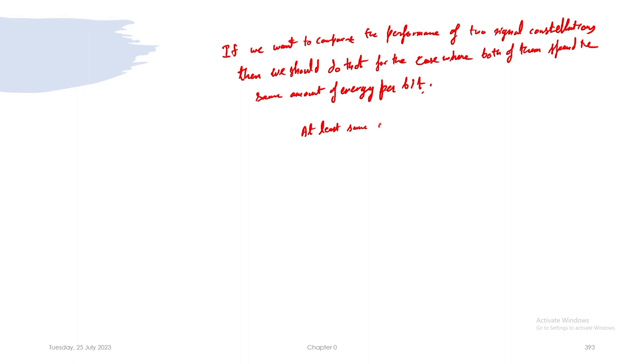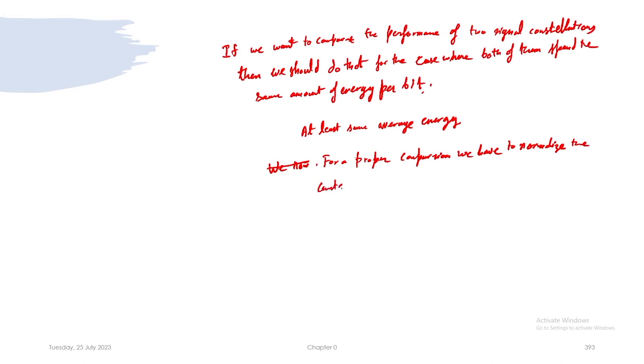So, naturally, or at least the same average energy, at least same energy per symbol, if not same energy per bit. So now the question is, for a proper comparison, we have to normalize the constellations with respect to their average energy. Fine. For getting a proper apples to apples comparison.